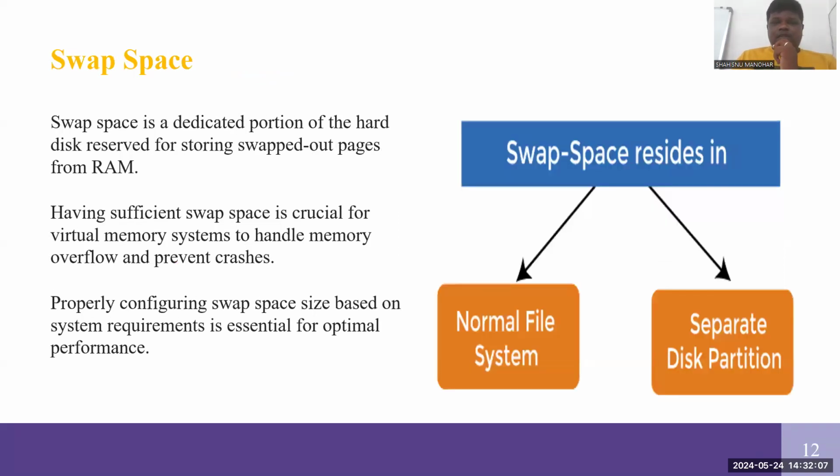Swap space. Swap space is a dedicated portion of the hard disk reserved for storing swapped out pages from the RAM. Having sufficient swap space is crucial for virtual memory systems to handle memory overflow and prevent crashes. Properly configuring swap space sizes based on system requirements is essential for optimal performance. Swap space therefore resides in the normal file system or a separate disk partition.